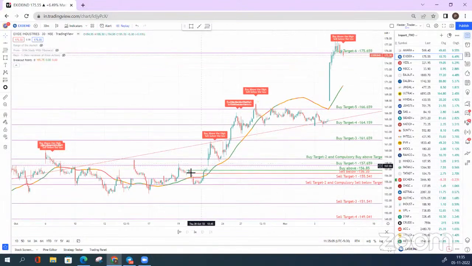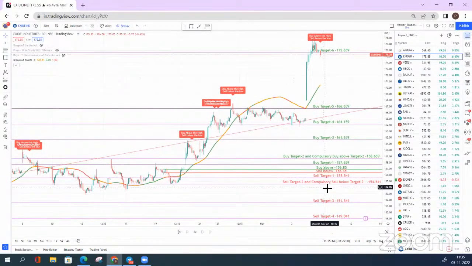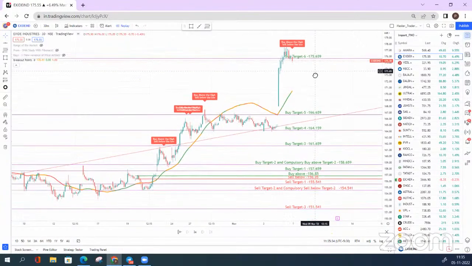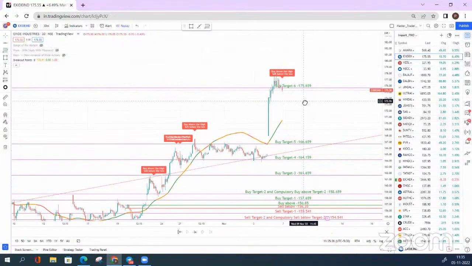Exide Industries. It gave a buy around this area. It gave a sell below. You got the compulsory sell target. But it also told me compulsory sell below 151. Did it break 154 here? No, it did not break. And then it moved up. Trend is also moving up. Green. It moved up and hit the target. Compulsory buy above 158, here compulsory buy above 169. Now it's at 169 and 175.